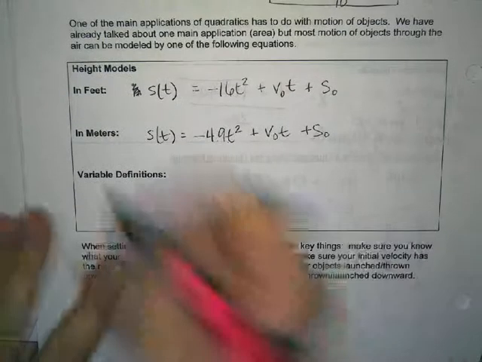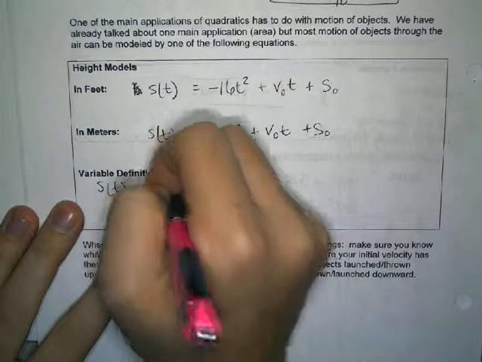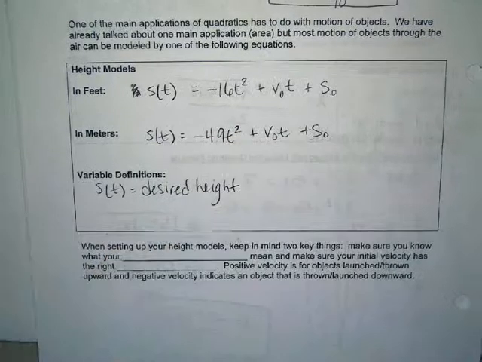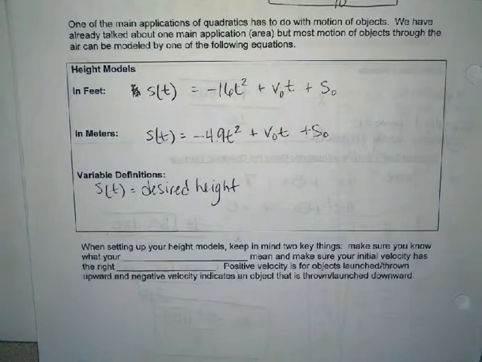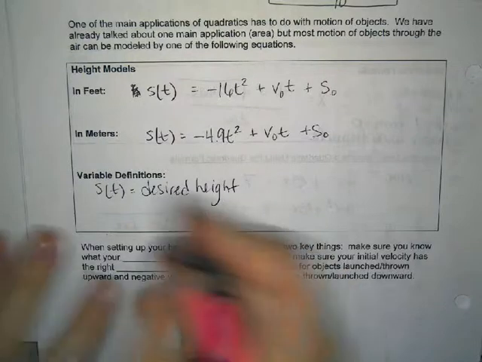All right, S of t. S of t is one variable. Yes, there's two letters there, but it's one variable. That whole value is the desired height of where you want the object to end up. So if we want the object to hit the ground, then that value would be 0. But sometimes we want to hit something else. So, all right, S of t is your desired height.